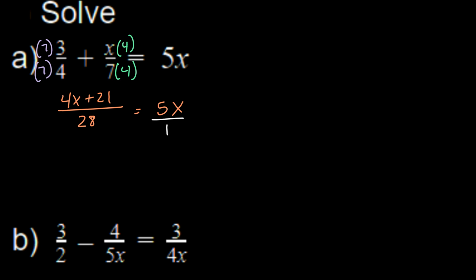So you multiply 5x times 28, and what do you get? You get 140x. Set it equal to what? 4x plus 21. Yeah. So that is the exact same thing as cross multiplying, right? We multiplied 28 times 5x, and we also multiplied 1 times 4x plus 21. So this remains the same. Now what do we do?